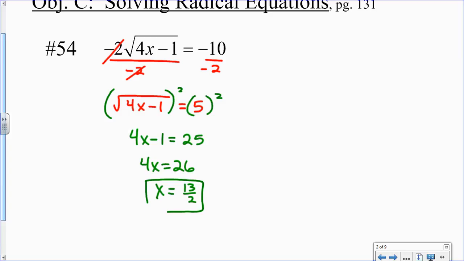So, like rationals, you have to check radicals. You have to check for extraneous solutions when you do radicals and rationals. So if you have a square root or variables in the denominator, you have to check for extraneous solutions. When you do the radicals, you actually just plug it back in and make sure that it works.